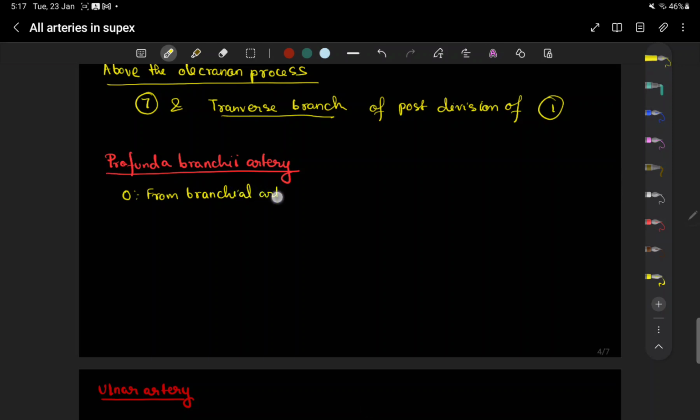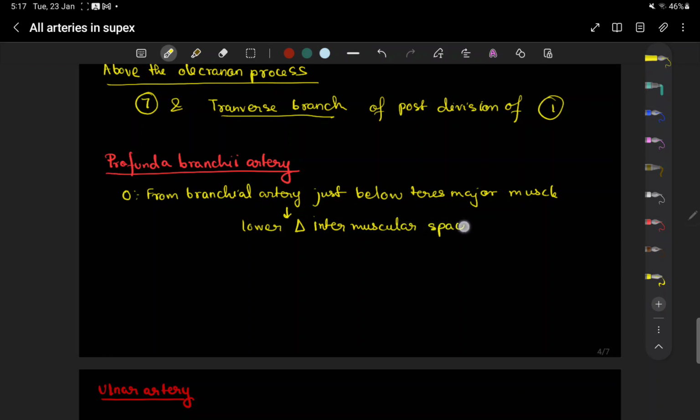The origin is from the brachial artery just below the teres major muscle, and it is the most important branch of the brachial artery. After that it will enter into the lower triangular intermuscular space along with the radial nerve into the spiral groove.